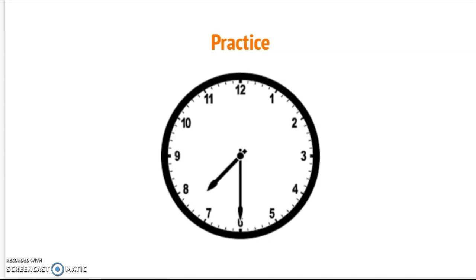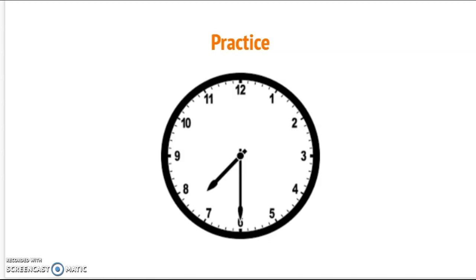No, that's wrong. There's not a hand on the 2 or the 12. But let's look at our hour hand first. Remember, we look at our hour hand first. It's in between our 7 and our 8. It has not made it to the 8 yet, so it is still 7 something. Now let's see where our minute hand is. It is on the 6. So that means it's 30. So it is 7:30. Did you get that right?